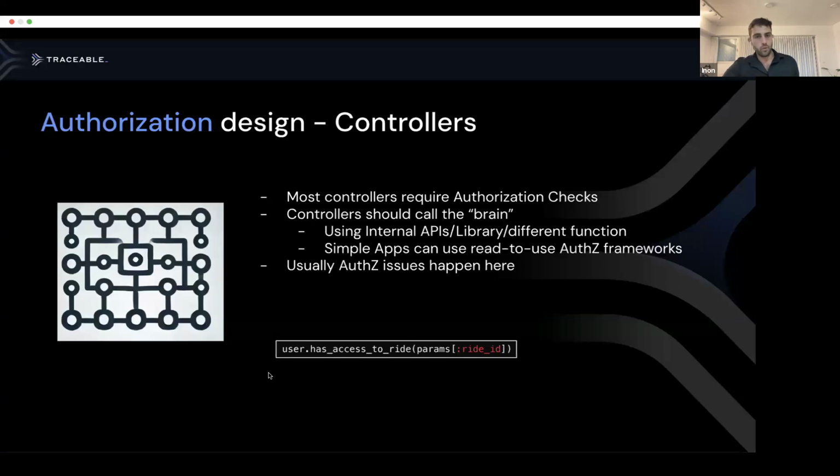And usually when BOLA happens, when authorization problems happen, it happens in the controllers themselves. Many times, even though there is the perfect authorization system, like the perfect brain, developers just forget to call it, or they are not aware that they need to call it.